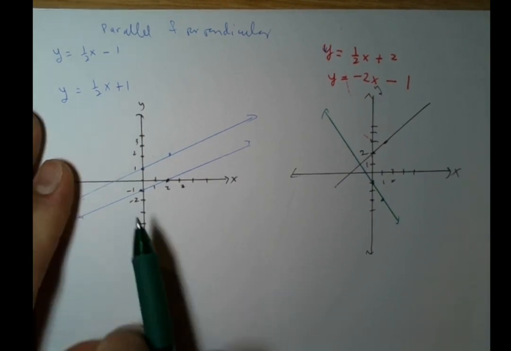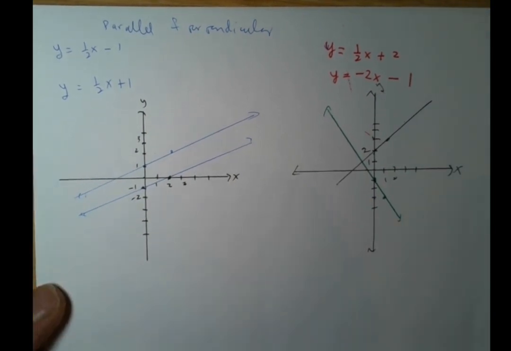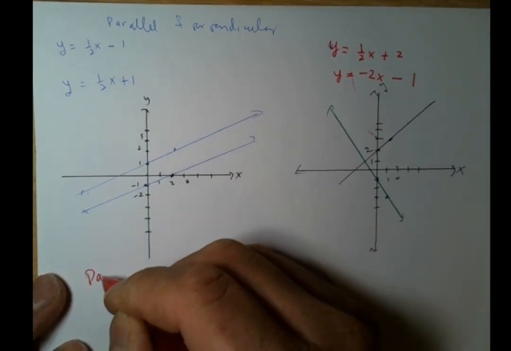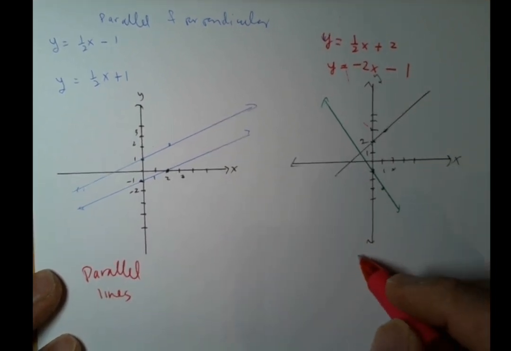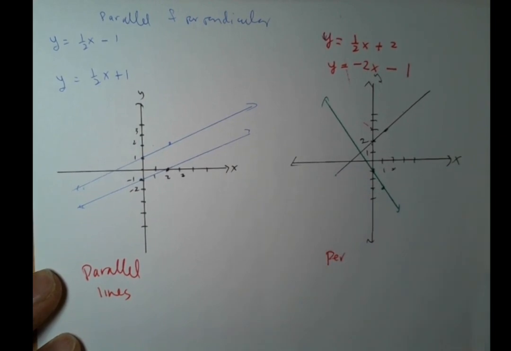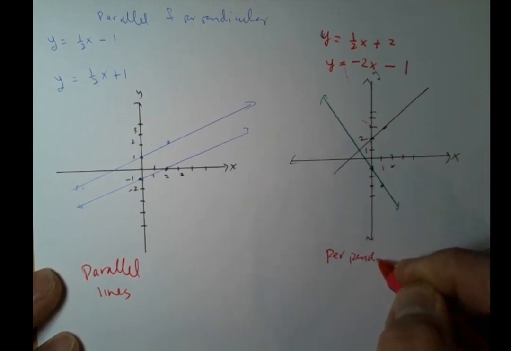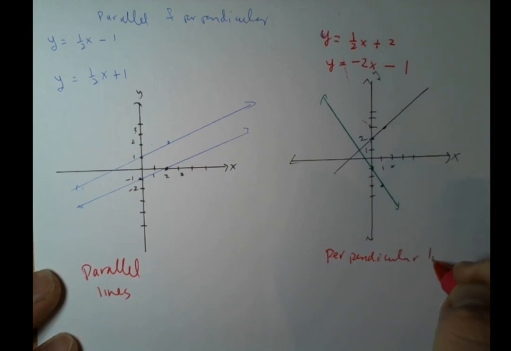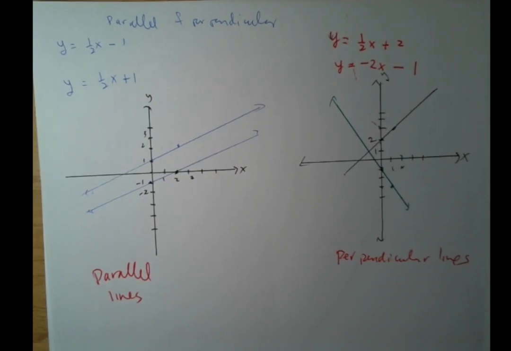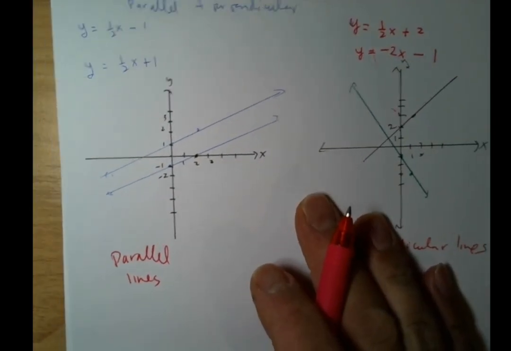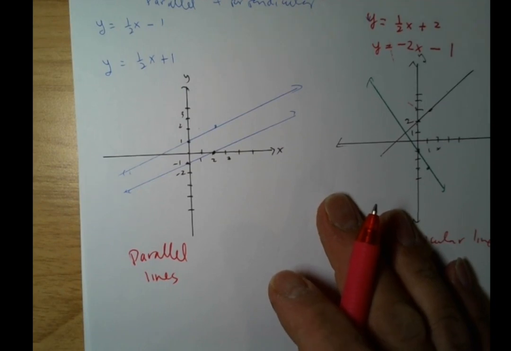For this pair, this is what we call parallel lines. And these are what are called perpendicular lines. Now let's see what makes them have these characteristics with each other.